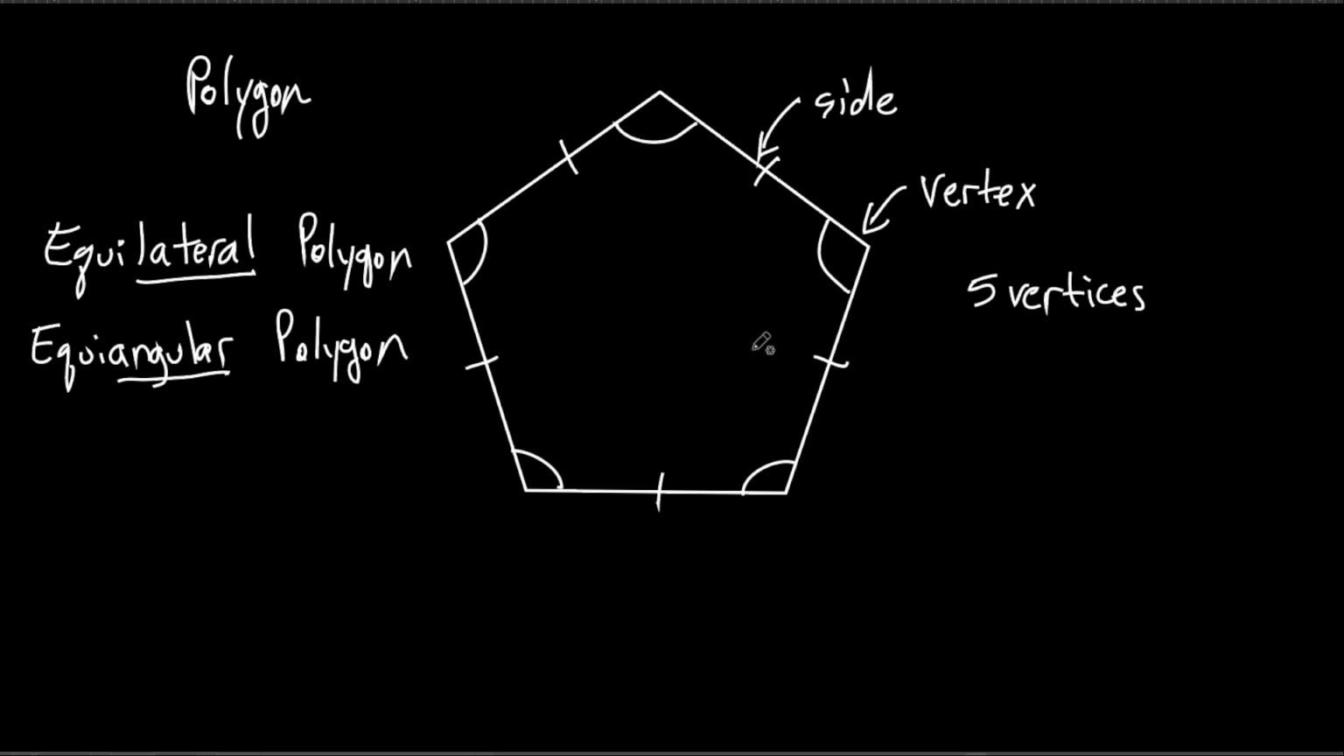Now, you can have a polygon where all the angles are equal, but the sides aren't necessarily equal, okay? You could have a polygon where all the sides are equal, but not necessarily the angles, okay? But if both of these things are true, if you have equilateral and equiangular in the same polygon, we call that a regular polygon.